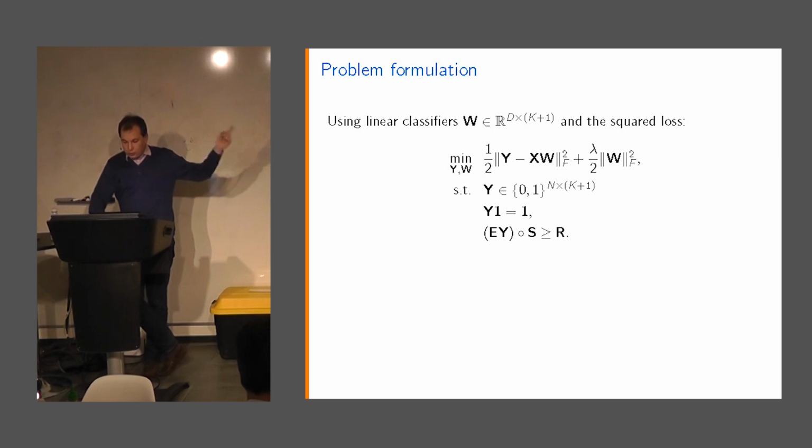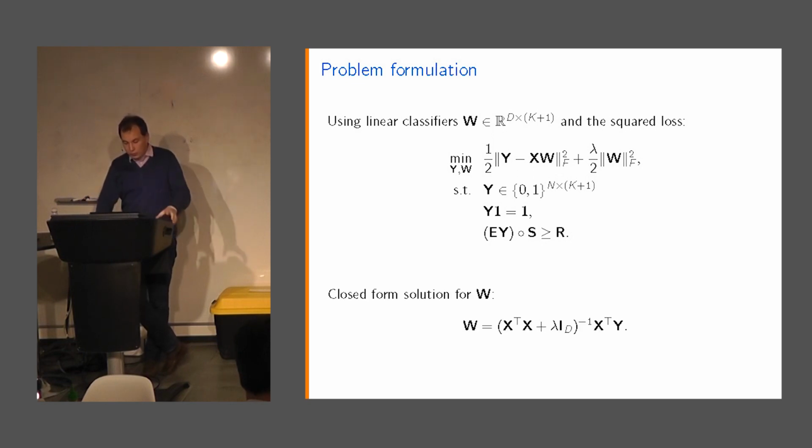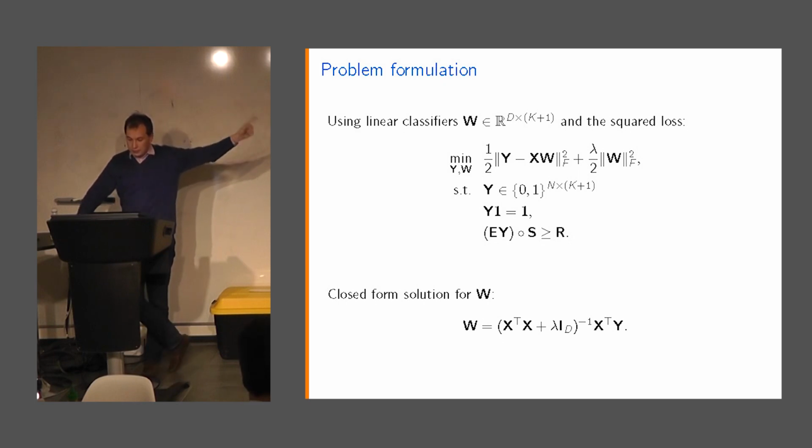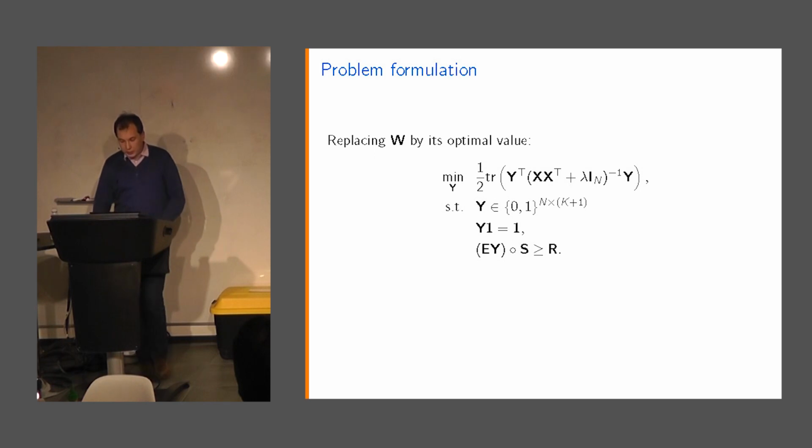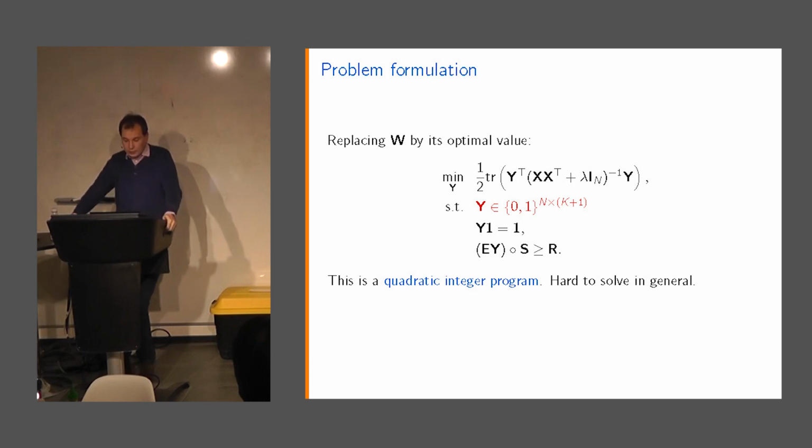So this problem, we can obtain a closed form solution for W. But so in this problem, everything is convex except for the constraint that Y should be a Boolean matrix. And so replacing W by its optimal value, we obtain a problem that is a quadratic integer program. And so this is, in general, an NP-hard problem.